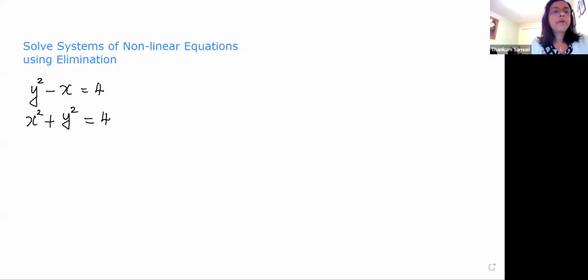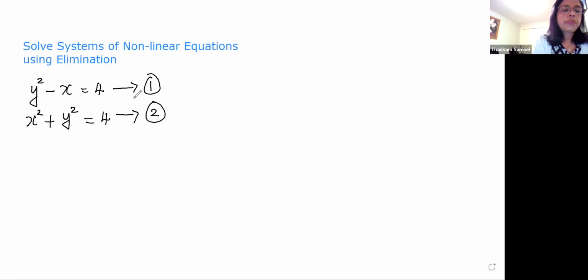Hello, today we are going to cover solving systems of nonlinear equations using the elimination method. For example, let's consider the system y squared minus x equals 4, x squared plus y squared equals 4. Let's name these equations. This is equation number 1. This is equation number 2.